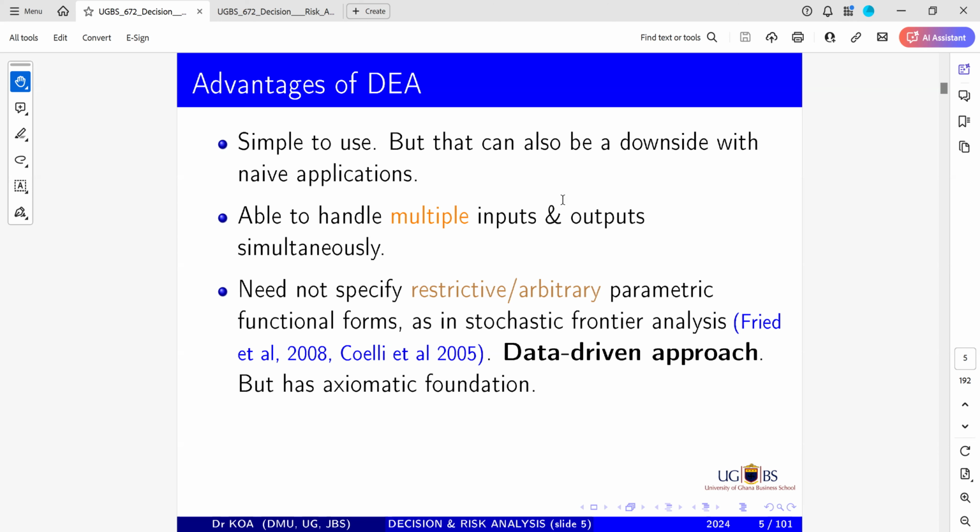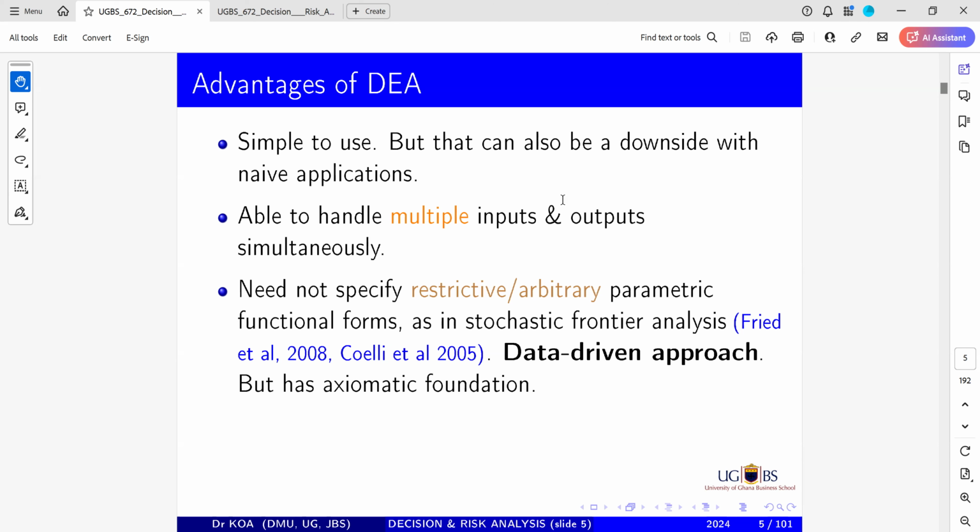And then you impose some restrictions on the production function as well. But when it comes to DEA, as the name sounds, it is data driven. So you are only allowing the data to talk to you. You are looking at the data and the data is speaking a beautiful language for you. It doesn't mean that there are no assumptions in DEA. They are axiomatic assumptions. They are foundational assumptions. However, those assumptions are not restrictive. They are assumptions that make sense.